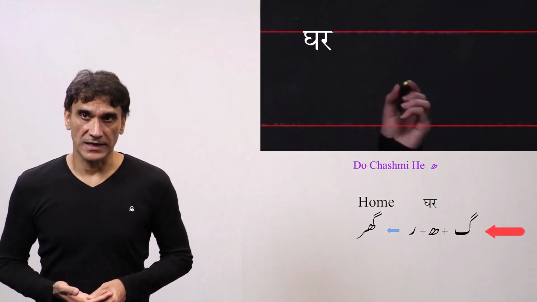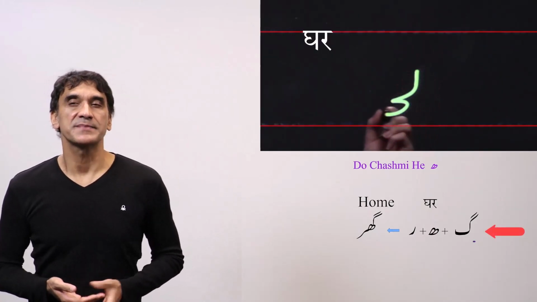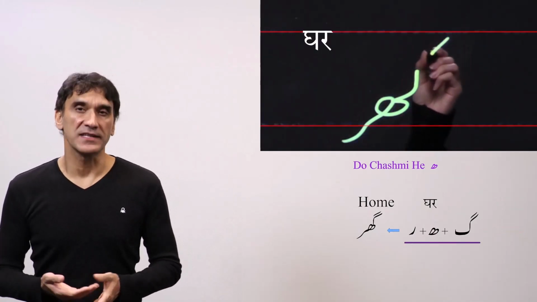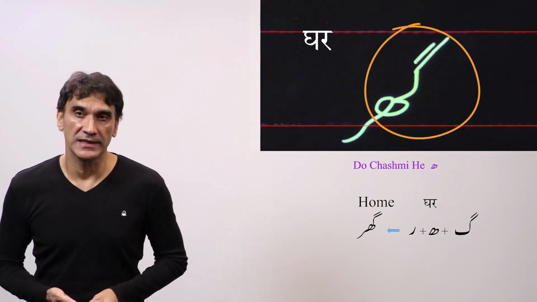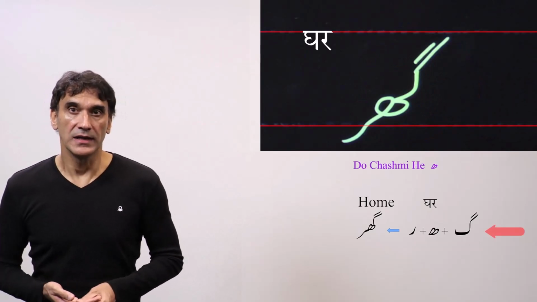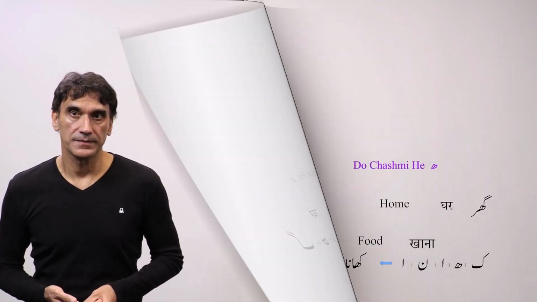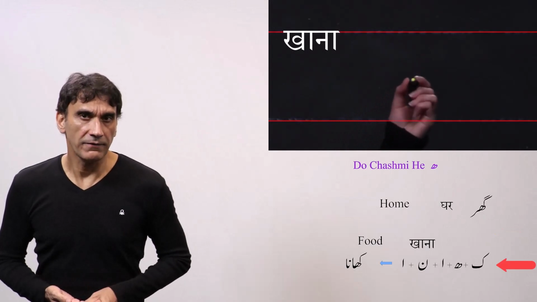Let's now take some words where the aspirated consonants come. The first word is ghar, meaning home. The spelling is Gaf plus Do Chashmi He plus Re. Gaf and Do Chashmi He makes the gh sound and letter in Hindi, and then you have Re. Ghar. The second word is khana, food.